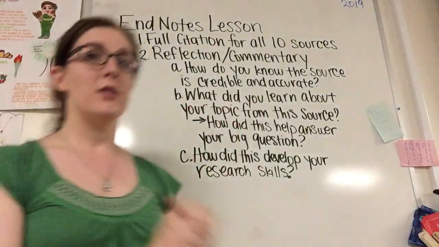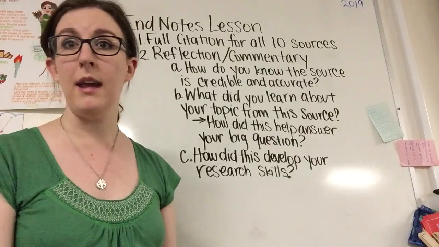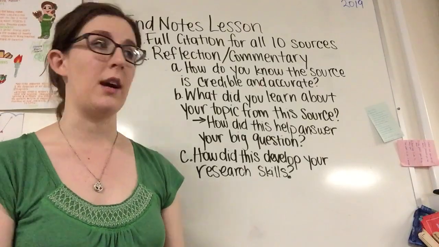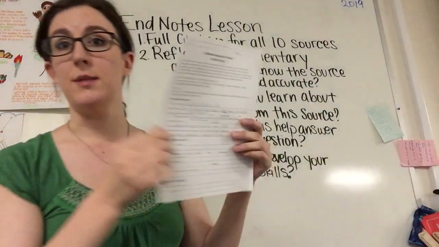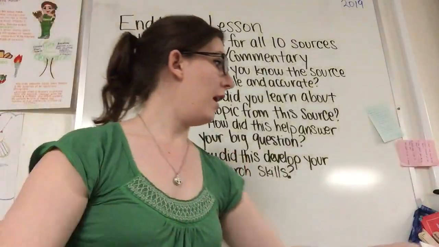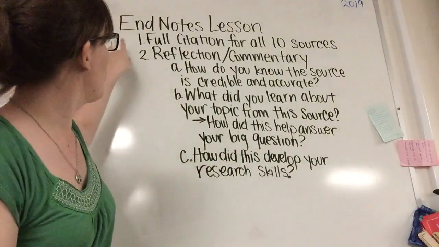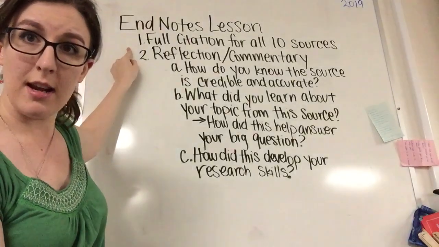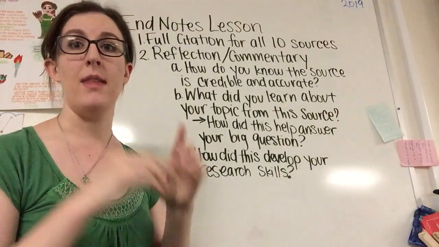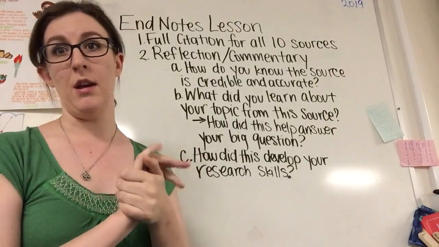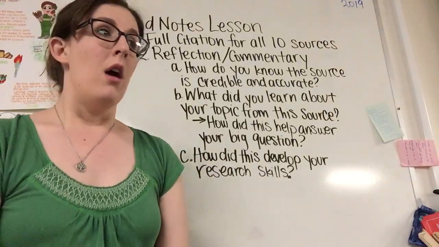Let's start. Okay, so for each of your EndNotes, you have at least 10 sources which were due to me throughout the entire project, and those should be completely finished on your sources page. Now, for each source, each of your 10 sources, you are going to do the following. You are going to write a full citation in MLA format. I will be demonstrating that in just a minute, but that needs to happen for every single one of your citations, especially if you have those core 10.